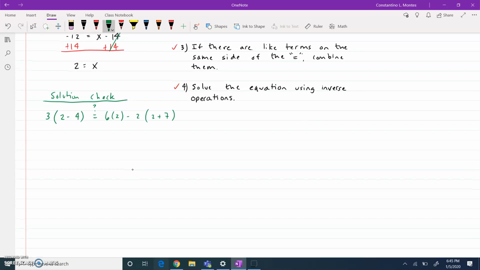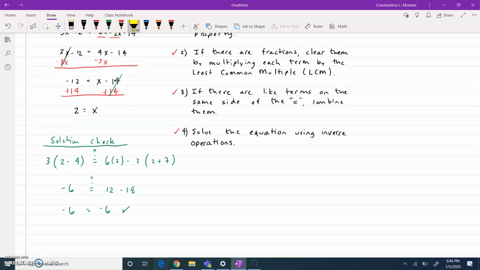2 minus 4 is negative 2. Negative 2 times 3 is going to be negative 6. And we're going to see, is that in fact equal to, I'm going to have to do a little bit more work here. Let's see, 6 times 2 is 12. 2 plus 7 is 9. 9 times negative 2 is negative 18. Negative 6 is equal to 12 minus 18, which is negative 6, and it works. So our solution of x equals 2 is going to be the correct solution.